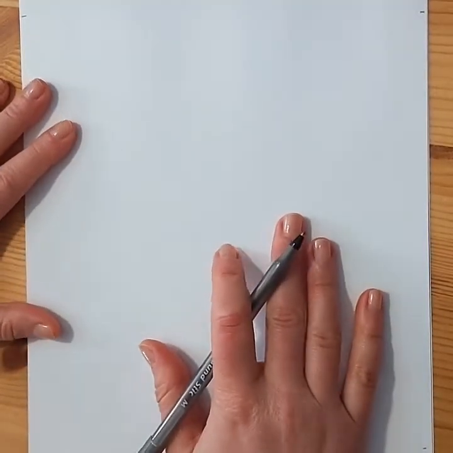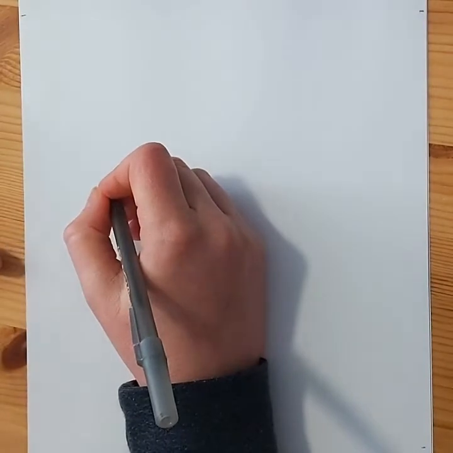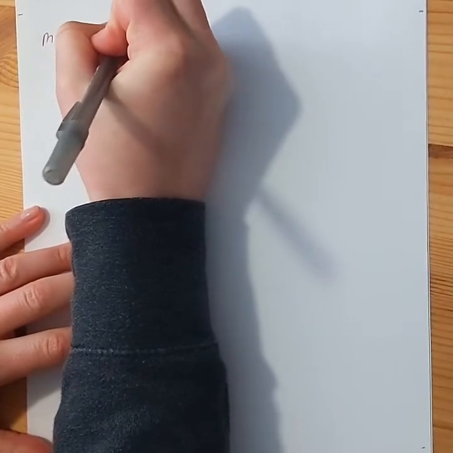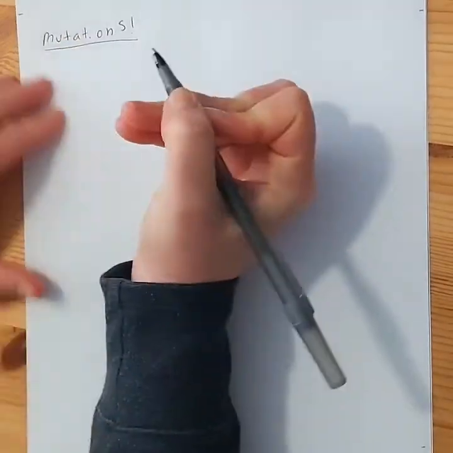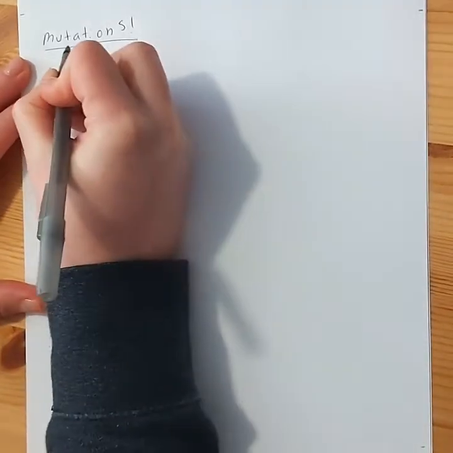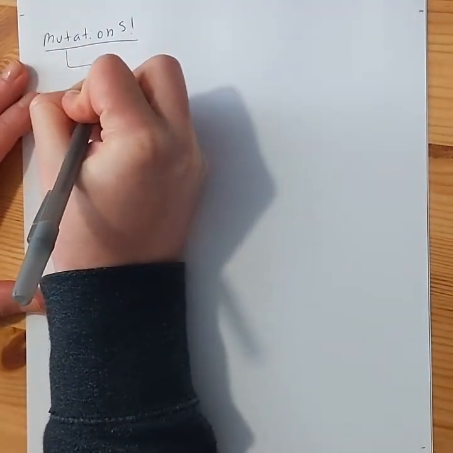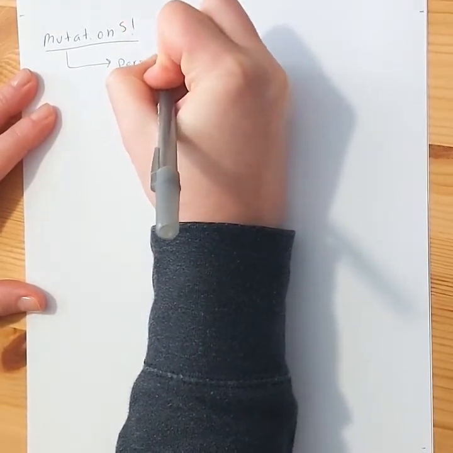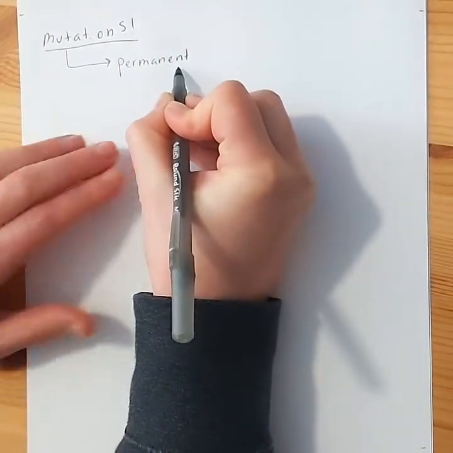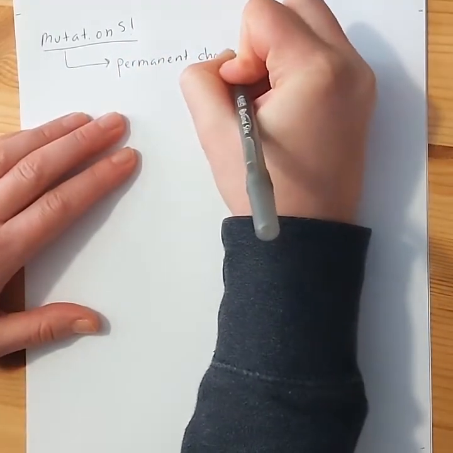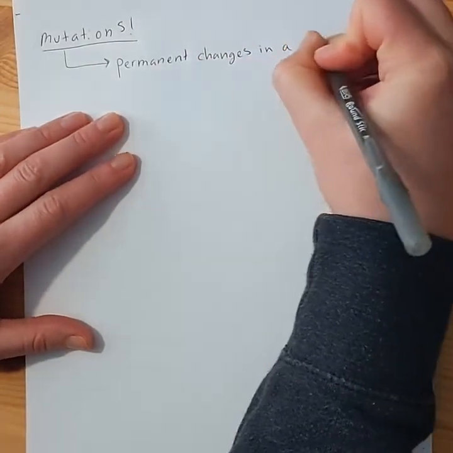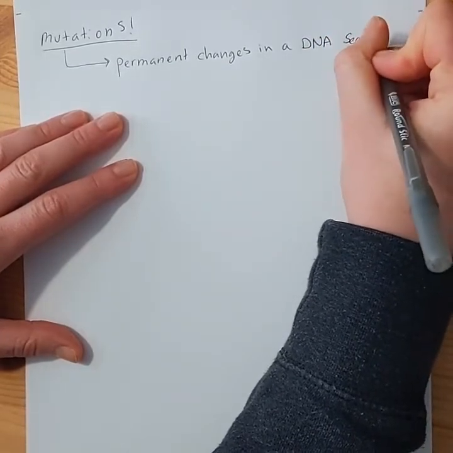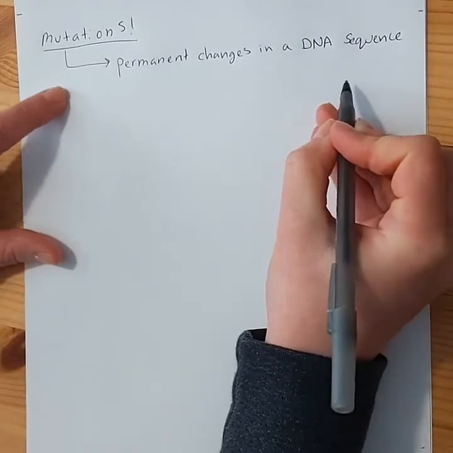Alright, so I have my piece of paper, I've got my pen, and today we're going to think about mutations. Mutations. How exciting! So the first thing we need to know is, what are mutations? Mutations are going to be permanent changes. Permanent meaning it's there forever. Changes in a DNA sequence. So permanent changes in a DNA sequence.